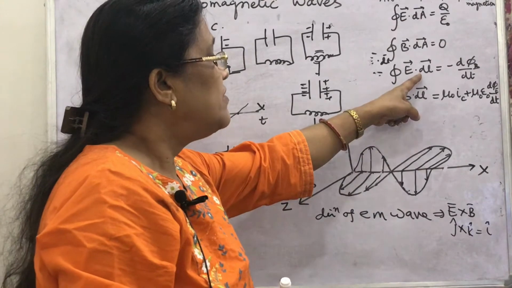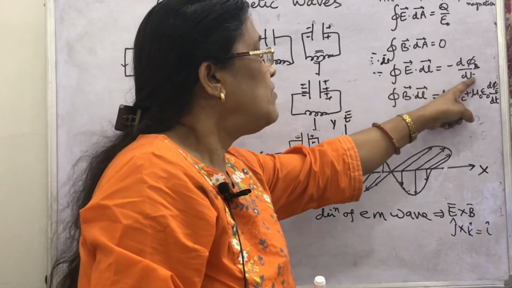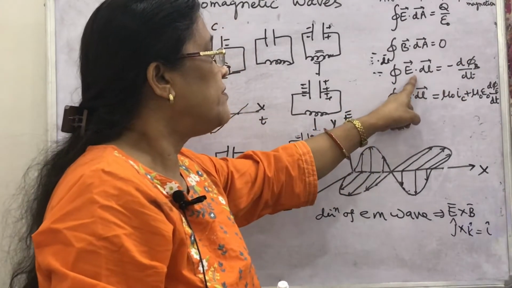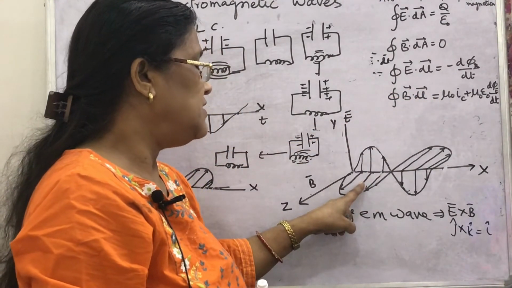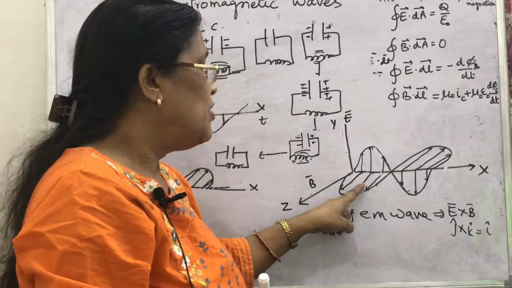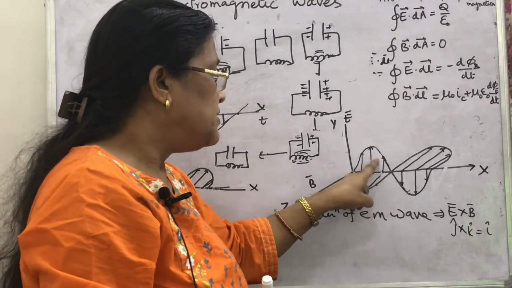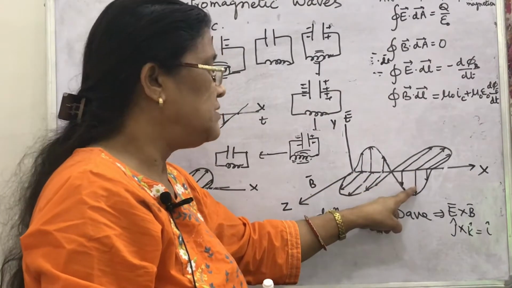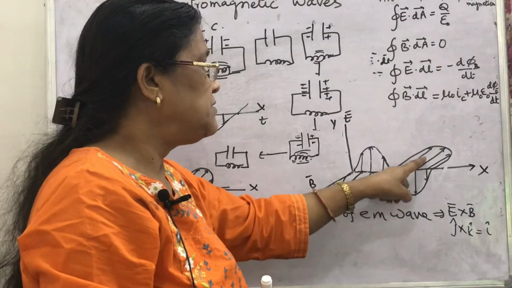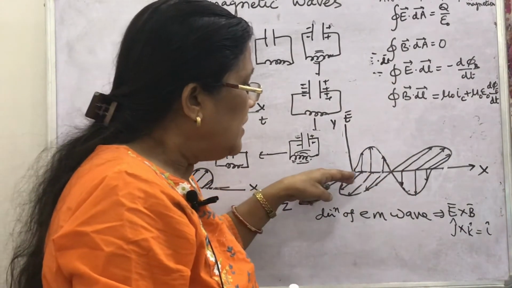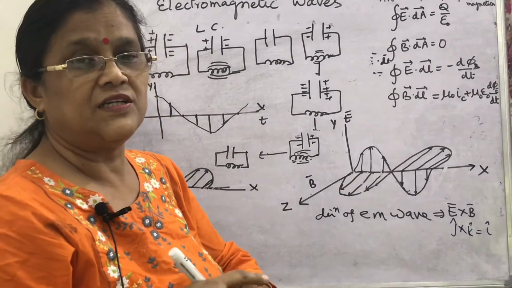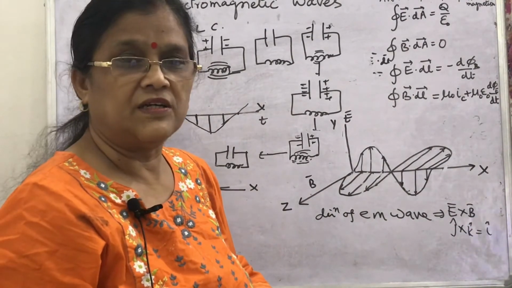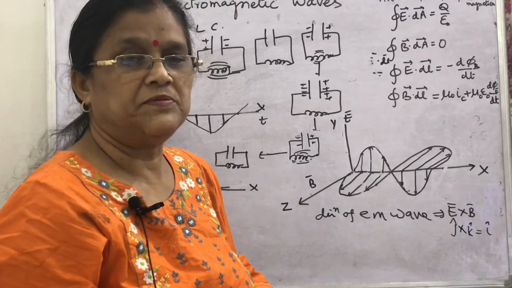Look, from Faraday's law, rate of change of magnetic flux produces EMF, but here there is a negative sign. So this change of magnetic field produces an electric field opposite to the previous one. Now, this electric field produces a magnetic field like this, and E and B regenerate each other, one produces the other. In this way EM waves are formed.